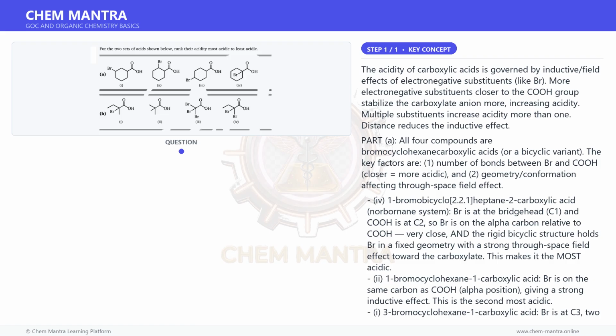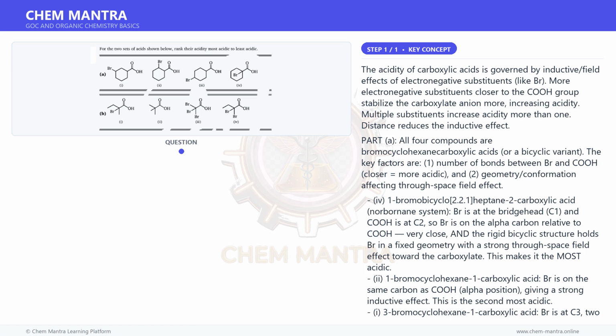Part A. All four compounds are bromocyclohexane carboxylic acids, or a bicyclic variant. The key factors are: 1. Number of bonds between Br and COOH; closer is more acidic. And 2. Geometry and conformation affecting the through-space field effect.